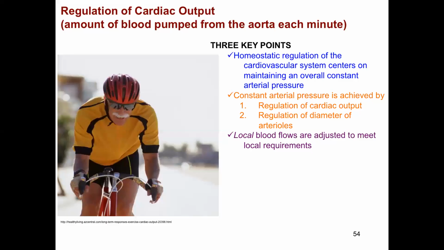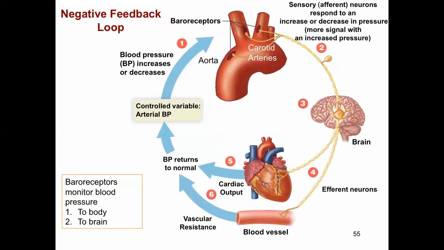Well, we regulate our cardiac output, so how much blood is being put out by the heart, and also the diameter of our arterioles, right? And then there's also a regulation of local blood flow, all right? So how do we do that? Okay, so it's a negative feedback system, all right?